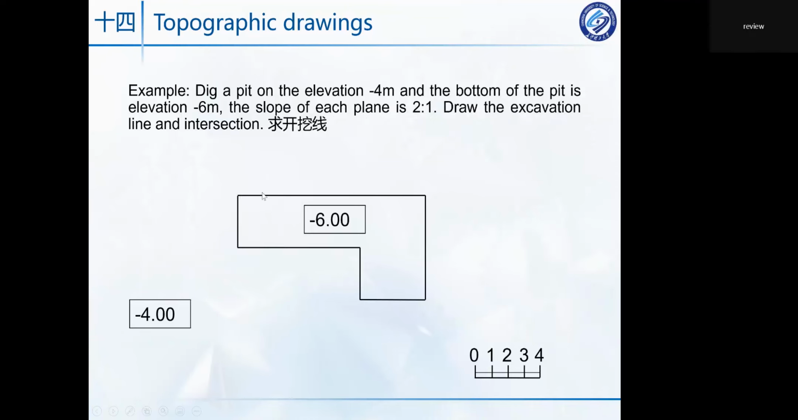So it is not a regular rectangle, it is an irregular one. But it's not difficult.